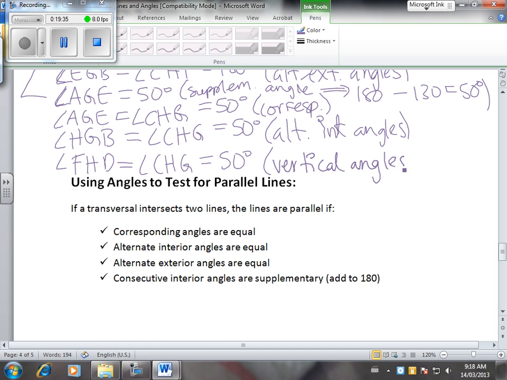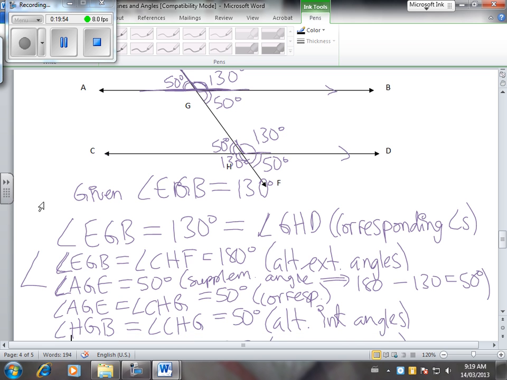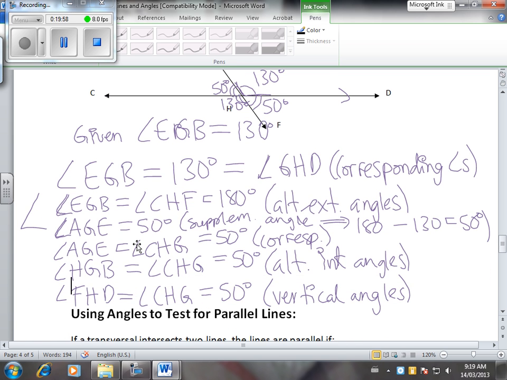So if you got those a different way or you had different reasons, that's fine. There are other reasons that you could have used. You could have used consecutive interior angles. You could have used different corresponding angles, alternate exterior angles. Again, go through this and just try to prove it all the different ways you can so that you can get familiar with saying things like alternate exterior, corresponding, etc., etc.